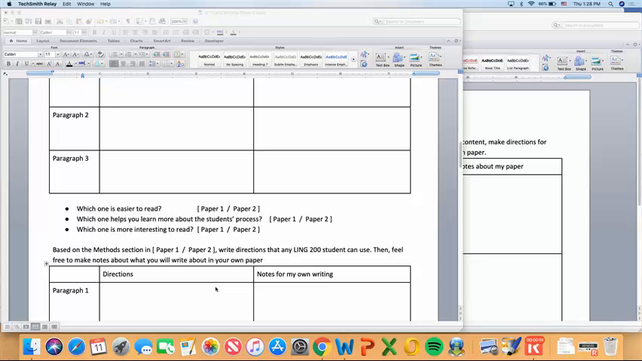How about which one helps you learn more about the student's process? Meaning, like the writer, what that writer and their group mates did. 1? Yeah. Anyone think 2 was more? All right. And then which one was more interesting to read? 1 or 2? 1. 1? Okay. Again, this is opinion.